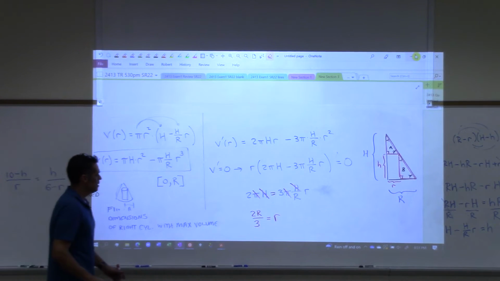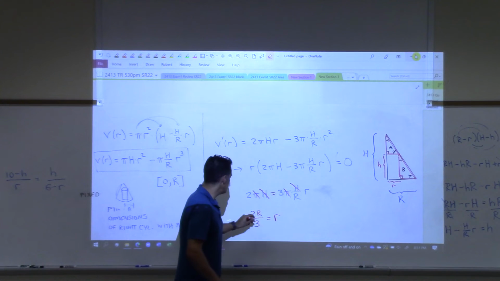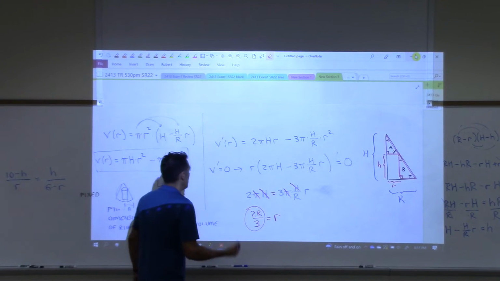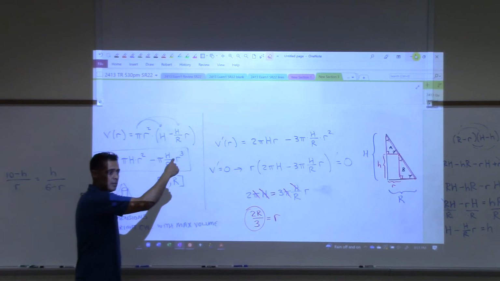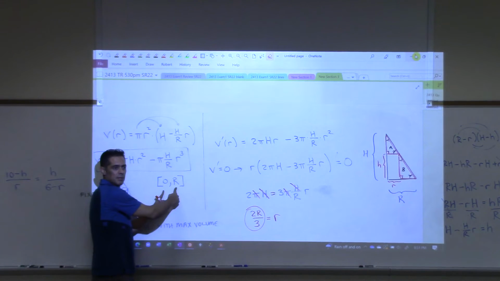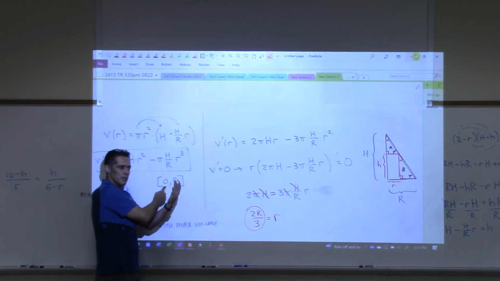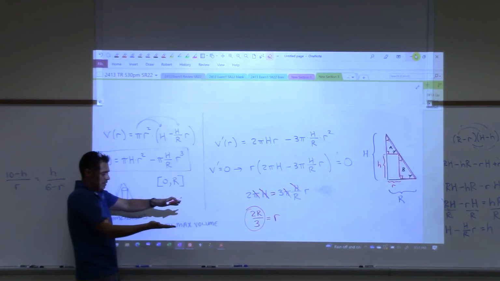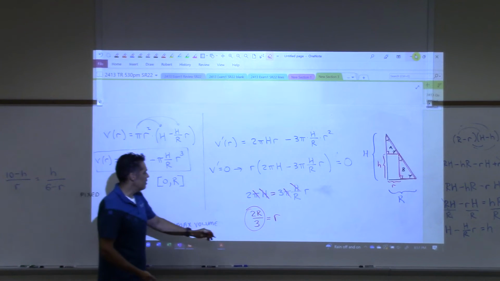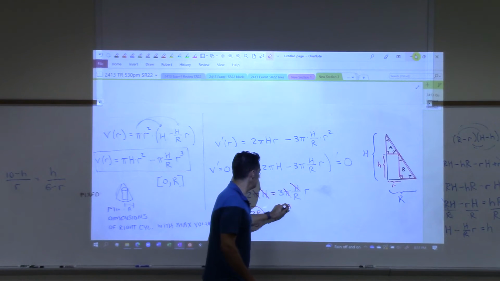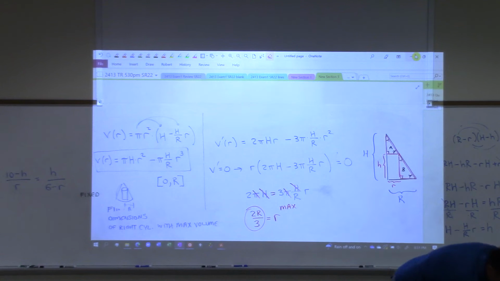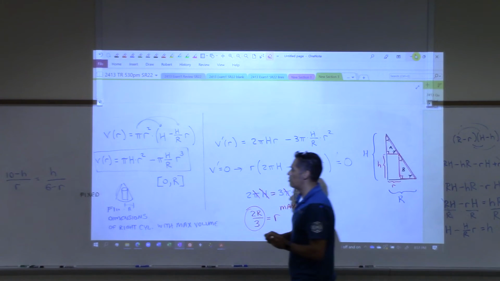Yes. Now I'd have to check. I'm supposed to take this, plug it into the original volume function, and the two endpoints. But I don't need to do this. I know what happens when I plug in 0. If my radius is 0, I have no volume. If my radius is the big radius, it's flat, and I have no volume. I know this has got to be where I have a max. So we've answered the question.